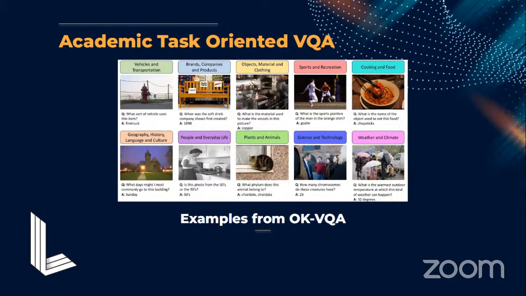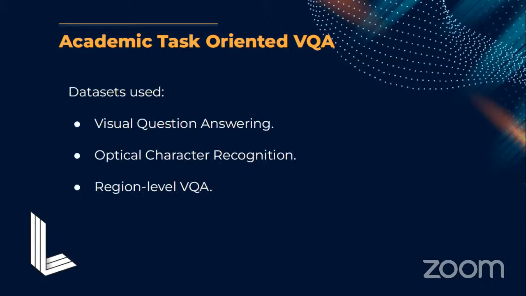And as you can see here, these are examples from the OK-VQA dataset. It contains pairs of images and questions about various domains. These require visual understanding and visual reasoning. And usually the answer is a single word or a very short sentence. Other than VQA datasets, they also use optical character recognition datasets and region-level VQA datasets. These help the model better understand, process and localize fine-grained details in the images.